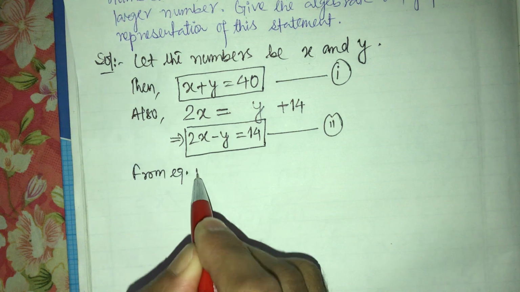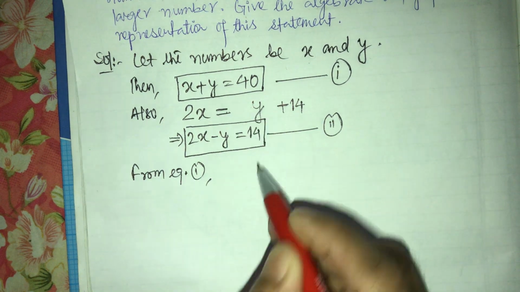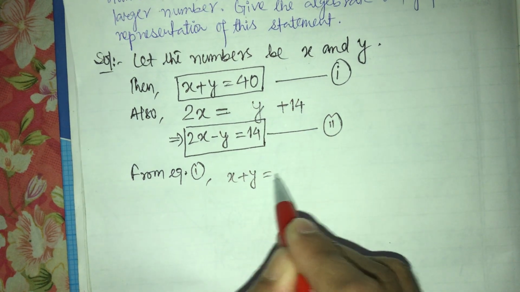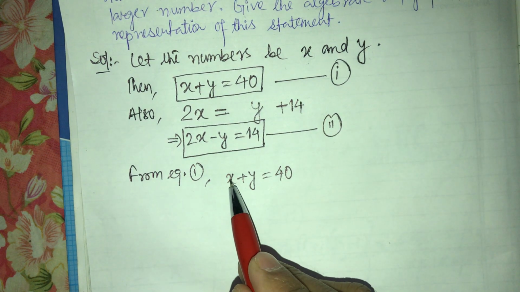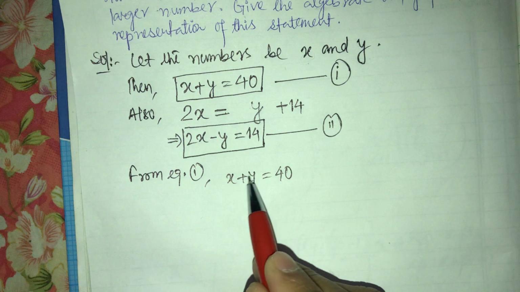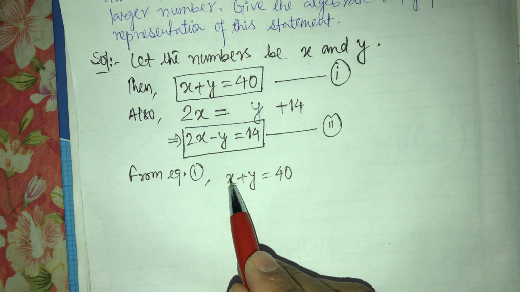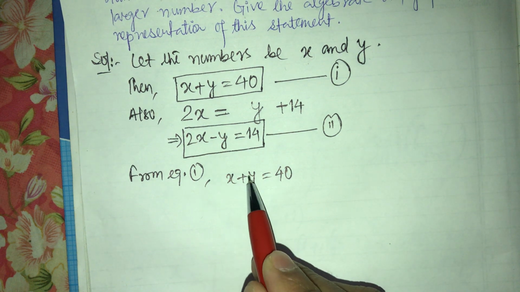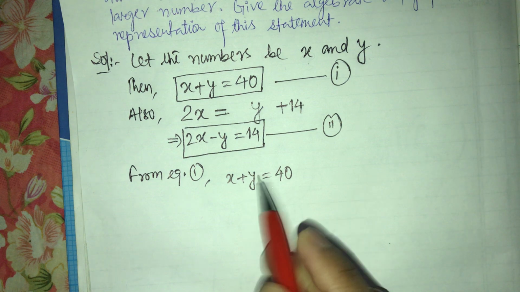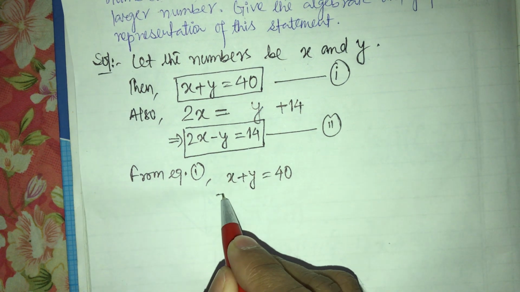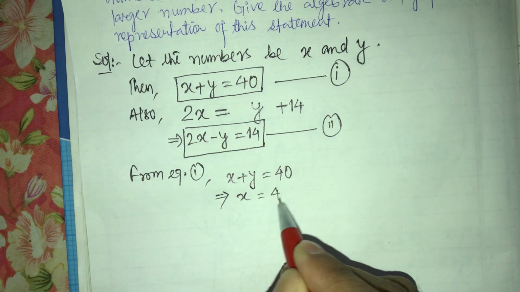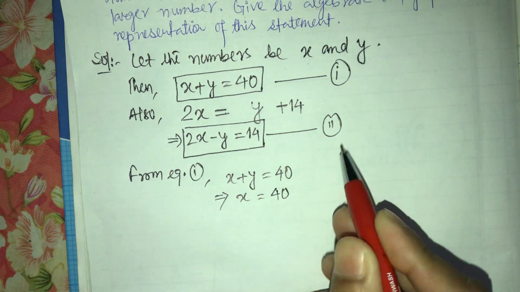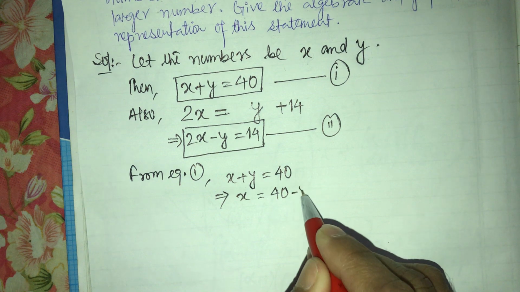From equation 1, that is x plus y equal to 40. Now here both x and y, both the variables, have coefficient 1. So we can take any one, it makes no difference. Let me keep x here, 40, and I'll shift this y towards the right. So plus y becomes minus y.